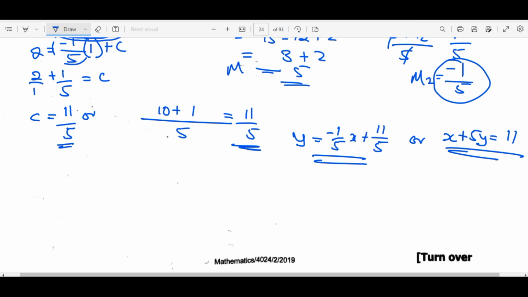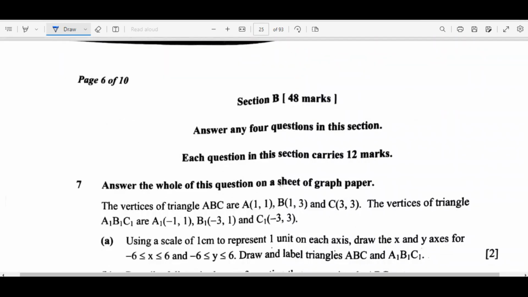Okay, so section B you can check out on other videos that will cover section B.